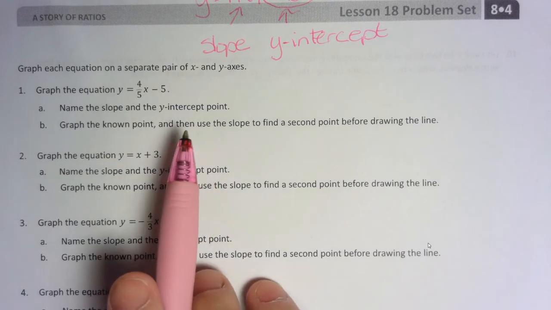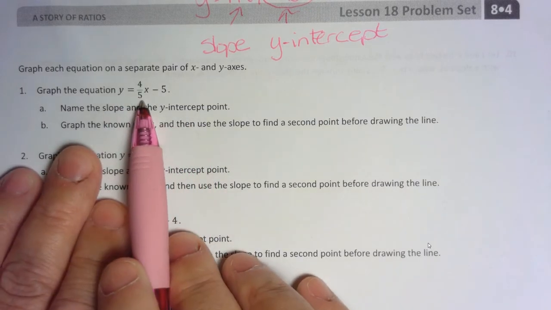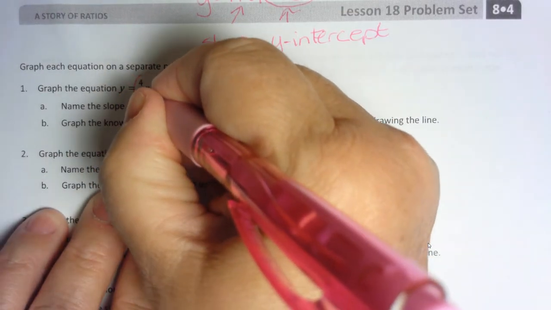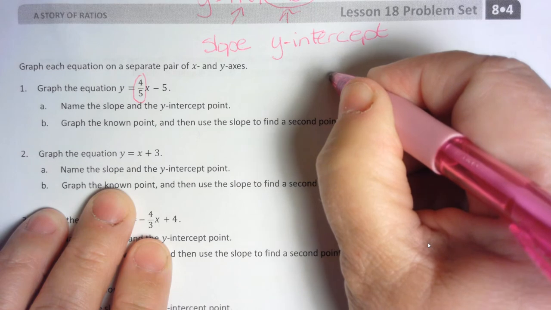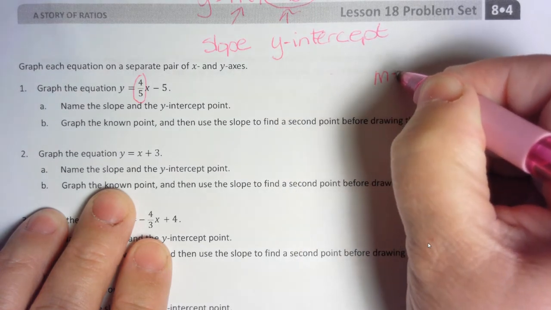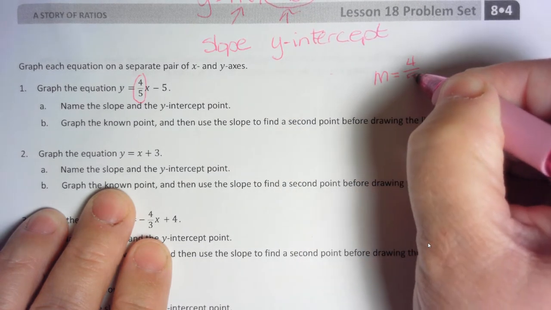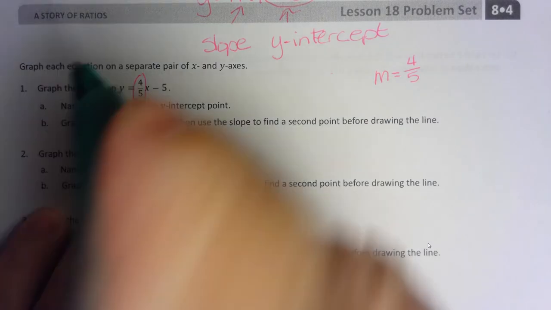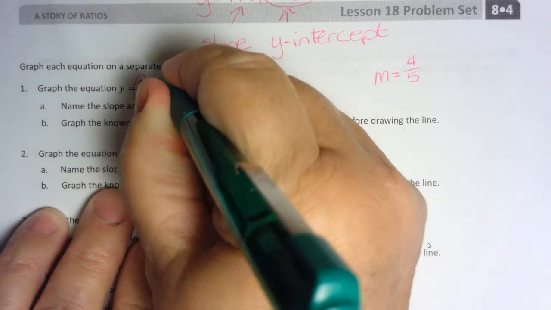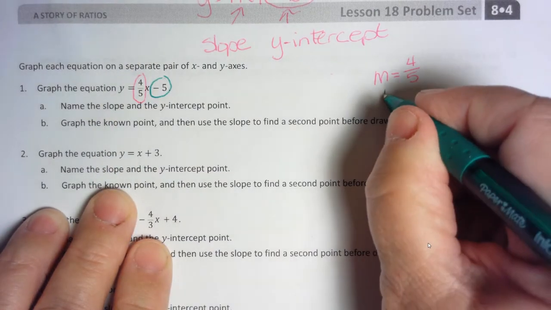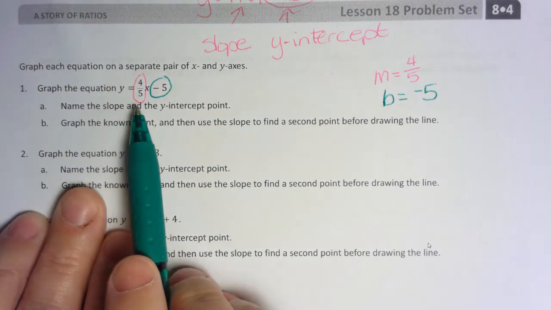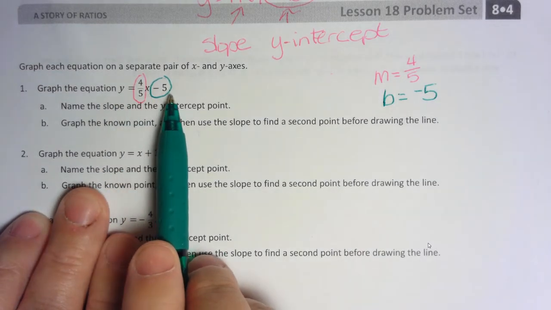So for number 1, y equals 4/5 x minus 5. Our slope, which we call m, is going to be 4/5. Our y-intercept, which we call b, is going to be -5. Here's our slope, here's our y-intercept, our m and our b.